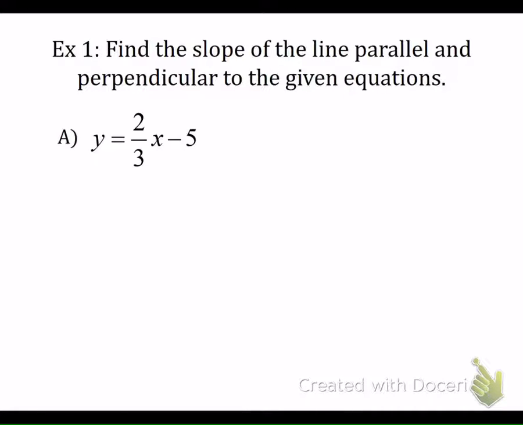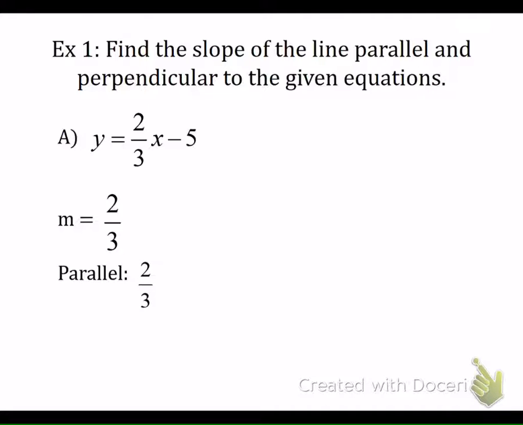So first we are going to practice finding the slope of a line parallel and a line perpendicular to the given equation. Do you all see the equation on the board? What's the slope of that equation? 2/3. Good. So our current m is 2/3. Parallel lines have the same slope, so the line parallel would have the slope of 2/3.